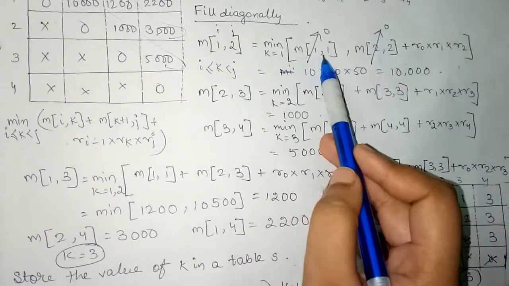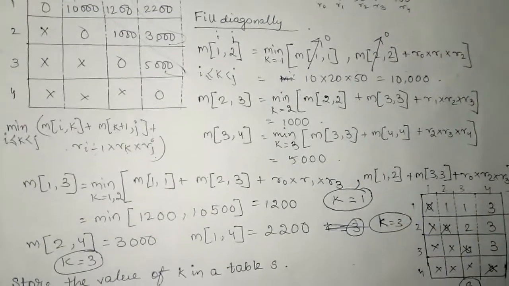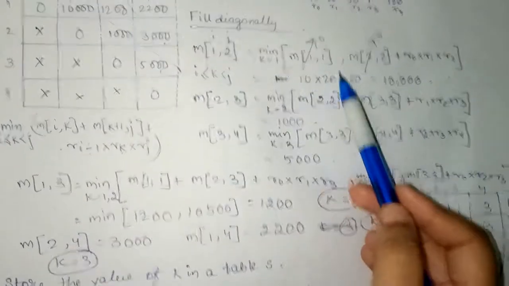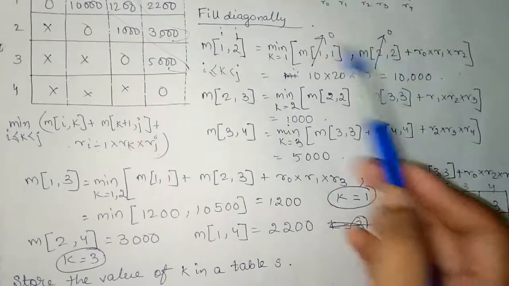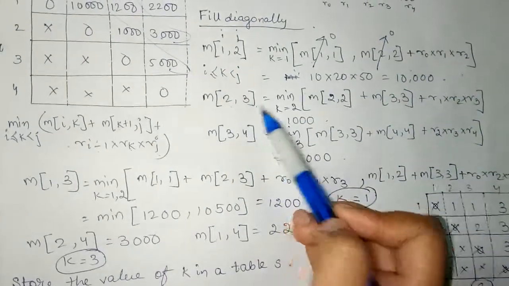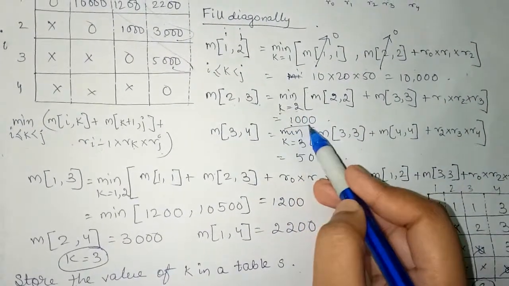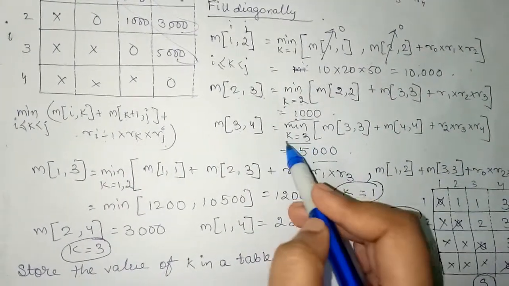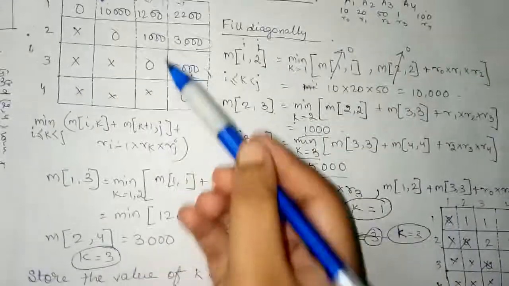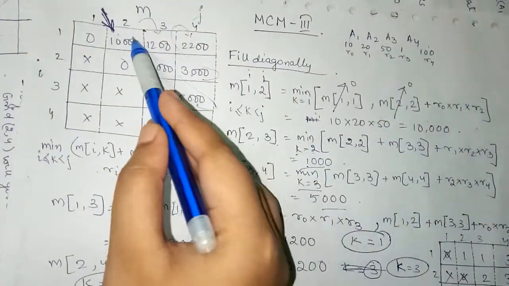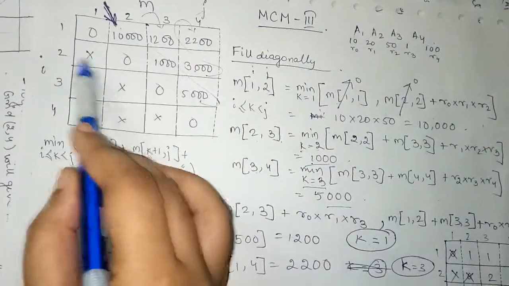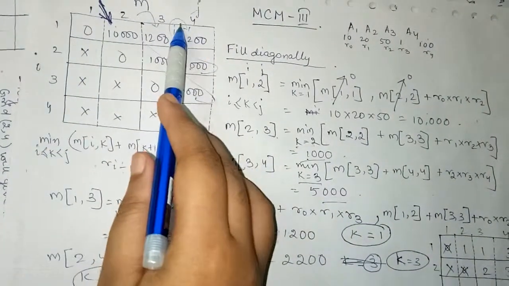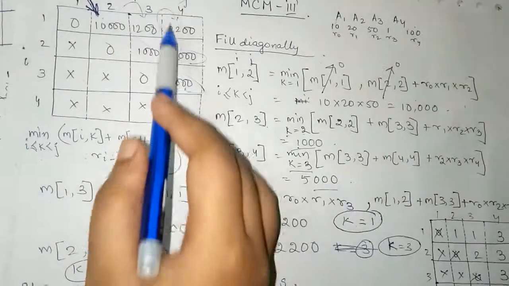It comes as m of 1 comma 1 plus m of 2 comma 2 plus r0 into r1 into r2, which evaluates, these are 0, as 10,000. Similarly for 2 comma 3, where k has the only value 2, it comes to be 1000. For 3 comma 4, it is 5000 for the value of k as 3. Okay, this diagonal is completed.